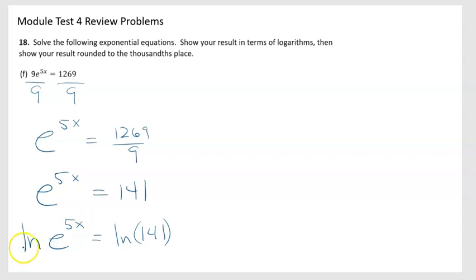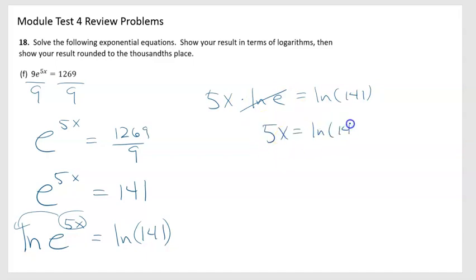Now, there are two ways to think about what we've got going over here. You can think the natural log and the e cancel each other, or you can think you need to move that 5x to the front. Either way is fine, because the natural log of e does cancel out. You'll have to recognize it before or after, and that's just going to give you 5x. So I have 5x equals the natural log of 141.